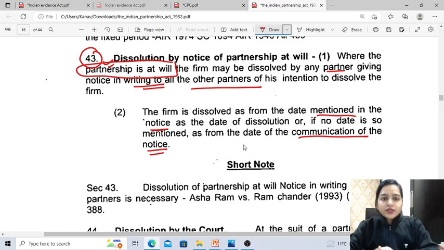So where the partnership is at will, the firm may be dissolved by any of the partners giving notice in writing to all the other partners of his intention to dissolve the firm. अगर कोई डेट मेंशन है तो उस दिन से डिसॉल्व होगी. इफ द डेट इज नॉट मेंशन देन फ्रॉम द डेट ऑफ कम्युनिकेशन ऑफ द नोटिस.